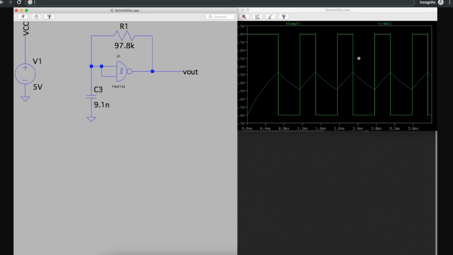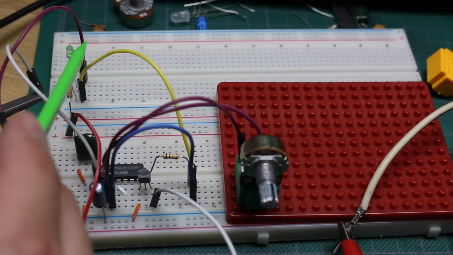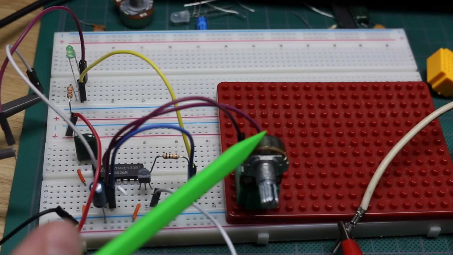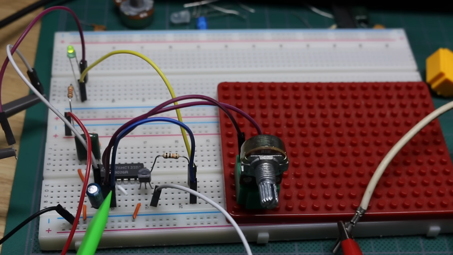So let's go see this circuit in operation. Here's the Schmitt Trigger inverter. I have a green LED here blinking. It's set for 1 Hertz. There's a potentiometer here to adjust the frequency, and there's currently a 1 micro capacitor.